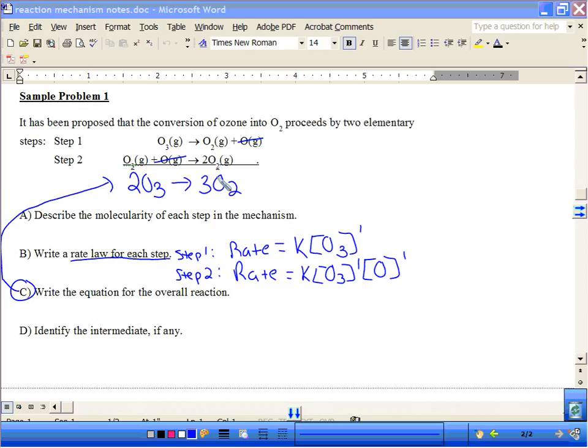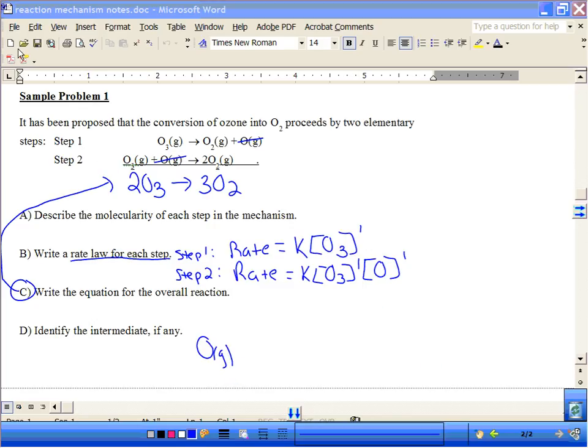This is the way we've been writing it. So that's the answer to letter C. D says identify intermediates, if any. An intermediate would be something that got made in one step and consumed in another, so it became a product first and then a reactant. So there's only one intermediate in this case, and it so happens to be just oxygen. If you want to put oxygen gas, you can put oxygen gas. So there's sample problem number 1.